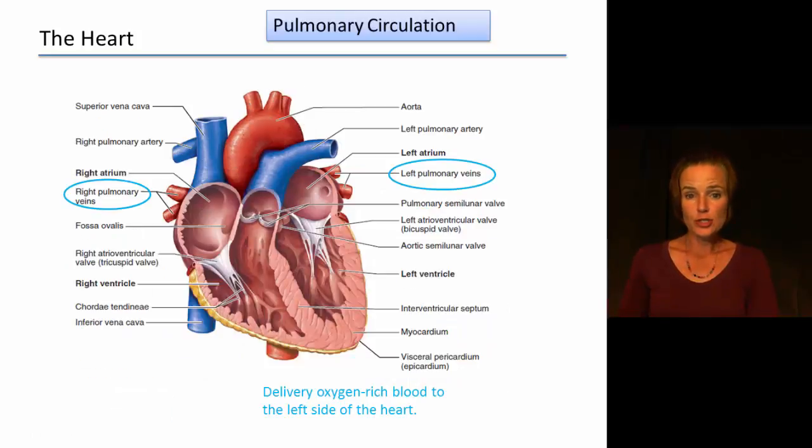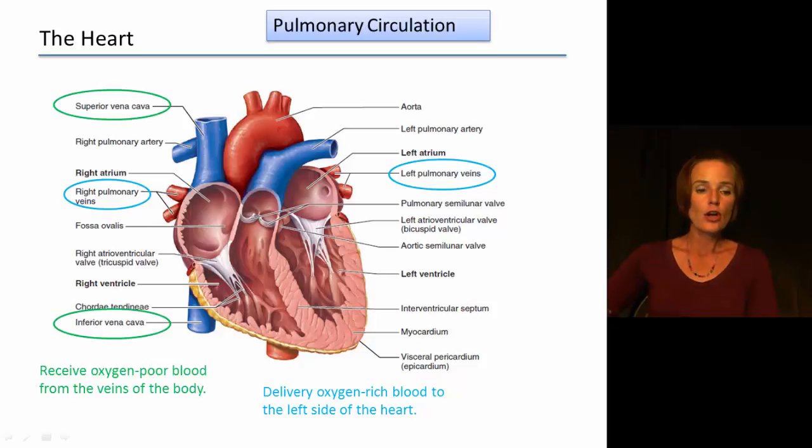Besides the chambers, we do have a number of different arteries and veins that are associated with the heart. So if we talk a little bit about the pulmonary circulation of the heart, we have the right pulmonary veins and the left pulmonary veins. And what these are going to be responsible for doing is they are delivering oxygen-rich blood to the left side of the heart. We also have the superior vena cava and the inferior vena cava.